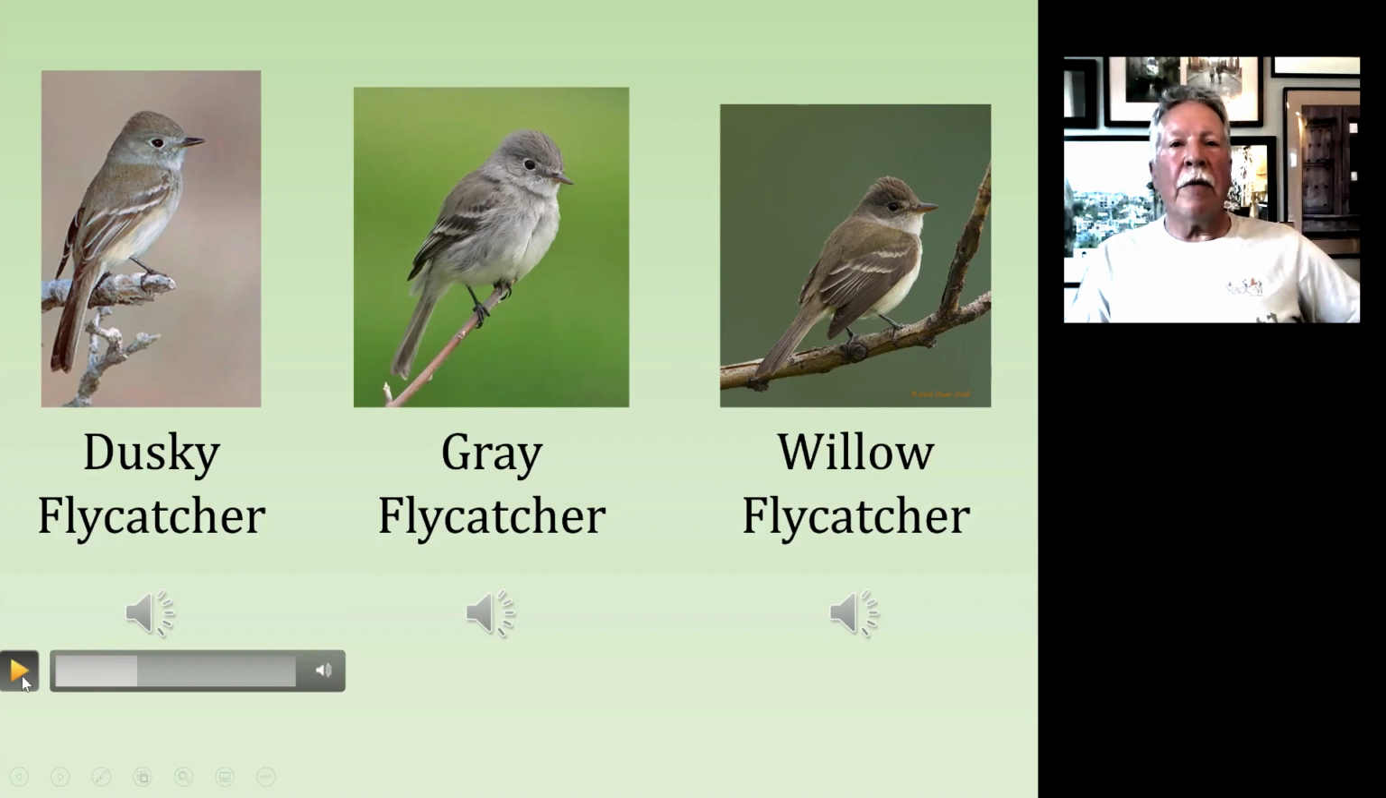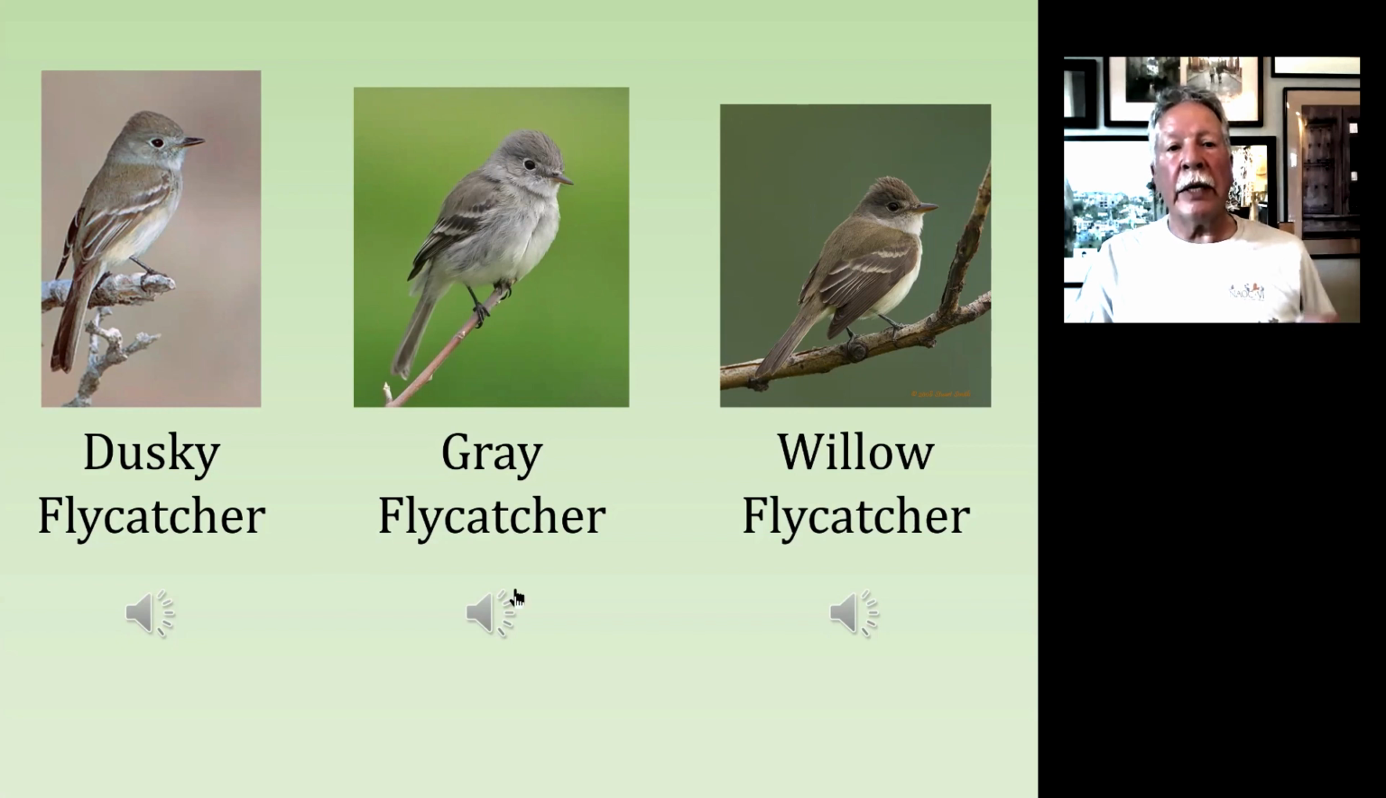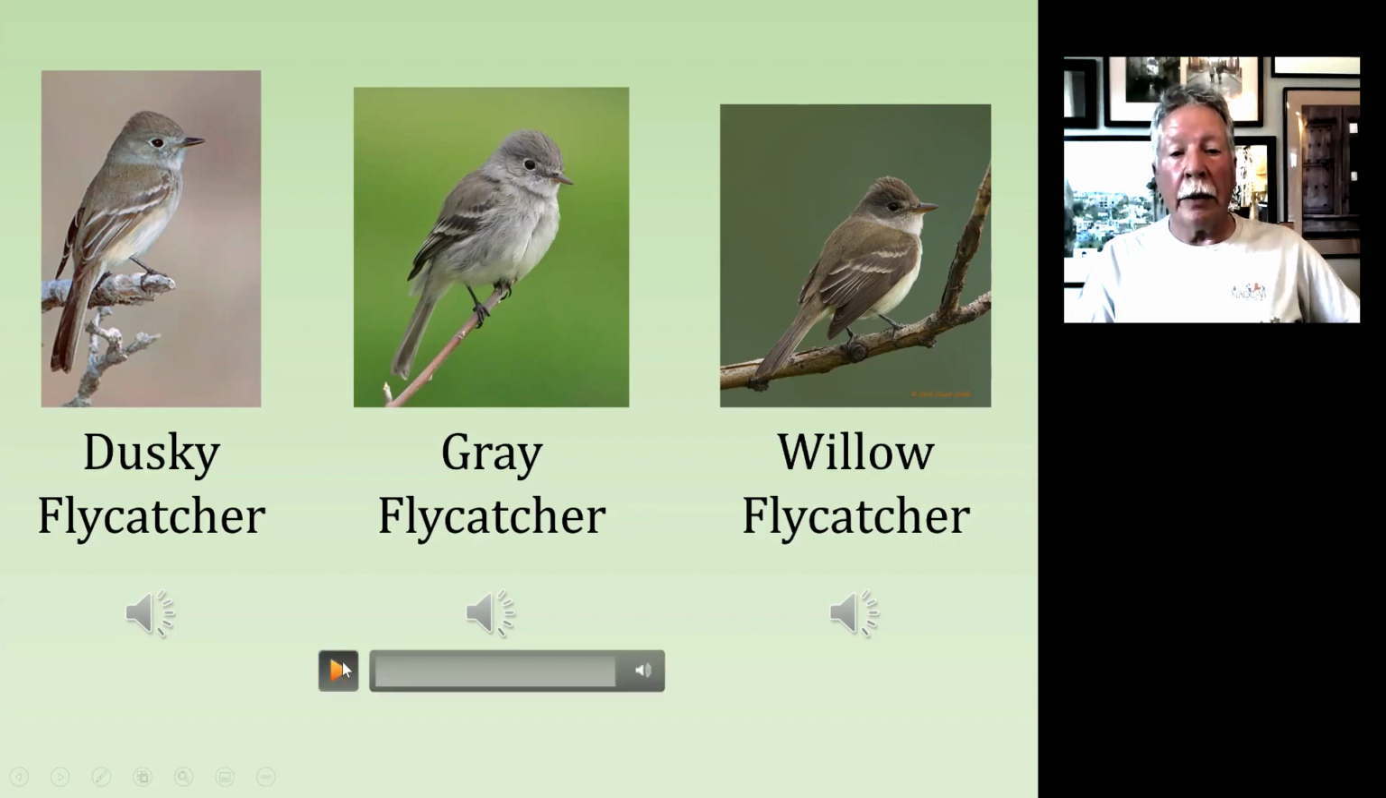So it's got that one little flat kind of whack note that sounds like a gray flycatcher, but it has much more of the pippy, twittery types of notes interspersed in there. Now let's listen to gray.